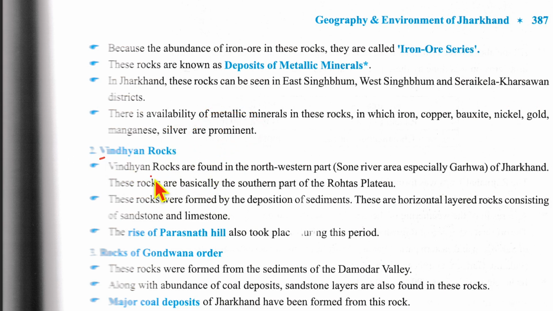Now moving on to the Vindhyan rocks. Vindhyan rocks are found in the northwestern part, that is Son river area, especially Garhwa region of Jharkhand. These rocks are basically the south part of Rohtas Plateau. These rocks were formed from the deposition of sediments. These are horizontally layered rocks consisting of sandstone and limestone. The rise of Parasnath Hills also takes place during this period. So Parasnath Hill traces its origin from the Vindhyan rocks.